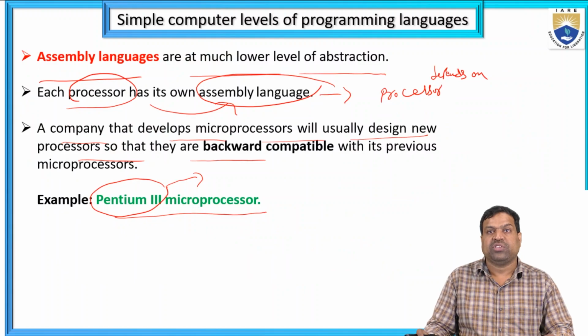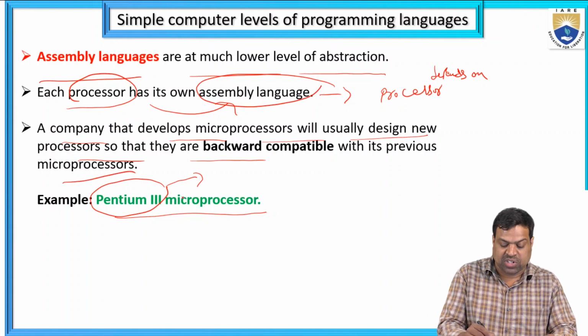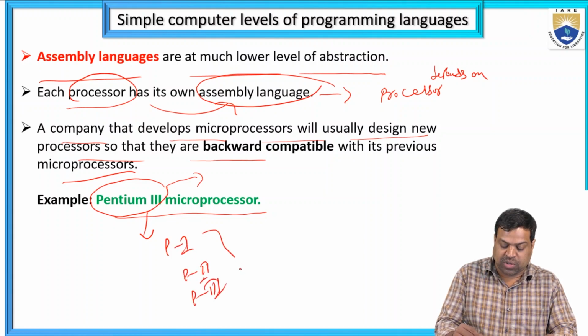So what are assembly languages? They are a lower level of abstraction. Each processor has its own assembly language, and a company that develops a microprocessor will usually design a new microprocessor with backward compatibility with each previous microprocessor. So depending on whether it is a Pentium 1, Pentium 2 or Pentium 3, depending on your processor, the assembly language may change.